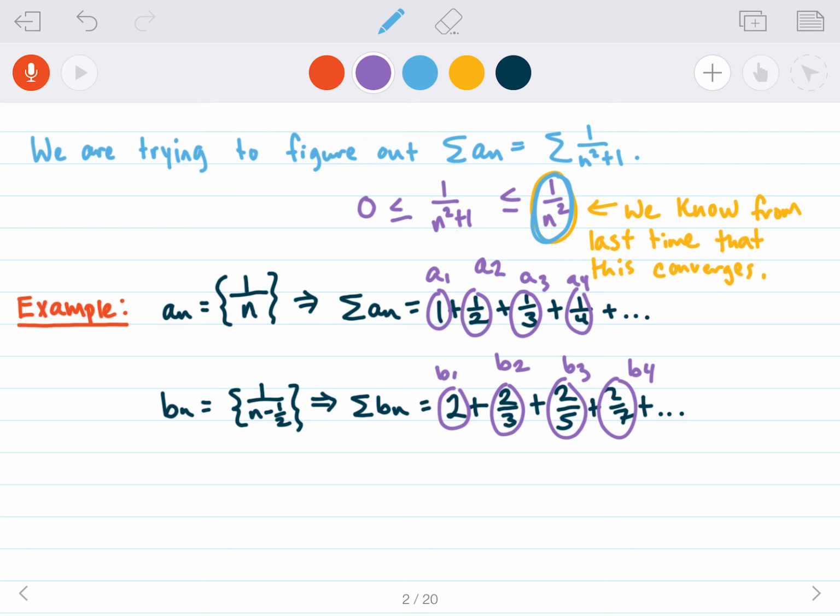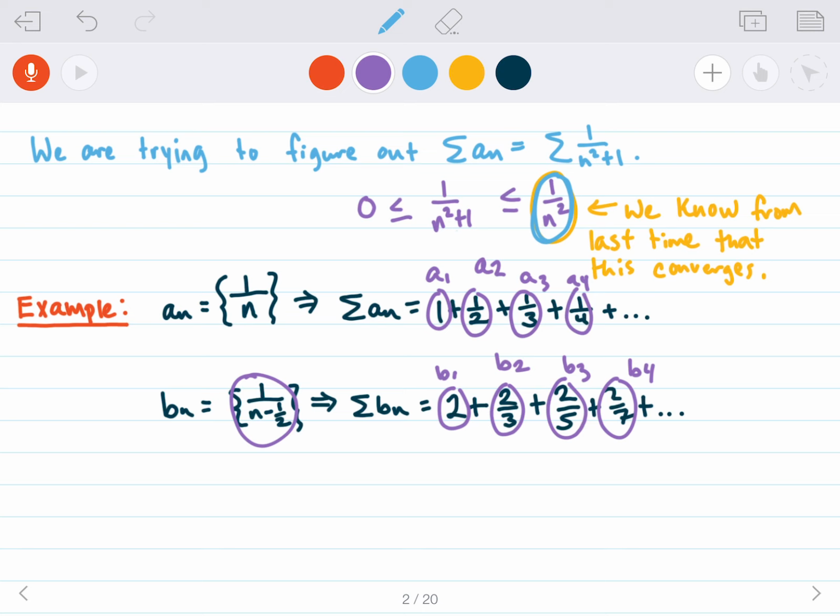And what do you notice? You should notice that b sub 1 is always bigger than a sub 1, or b sub n is always bigger than a sub n for any n. So b sub 1 is bigger than a sub 1, b sub 2 is bigger than a sub 2, etc. And so this guy is bigger for any n, right? We're only considering positive n's because this is a series that we're talking about.